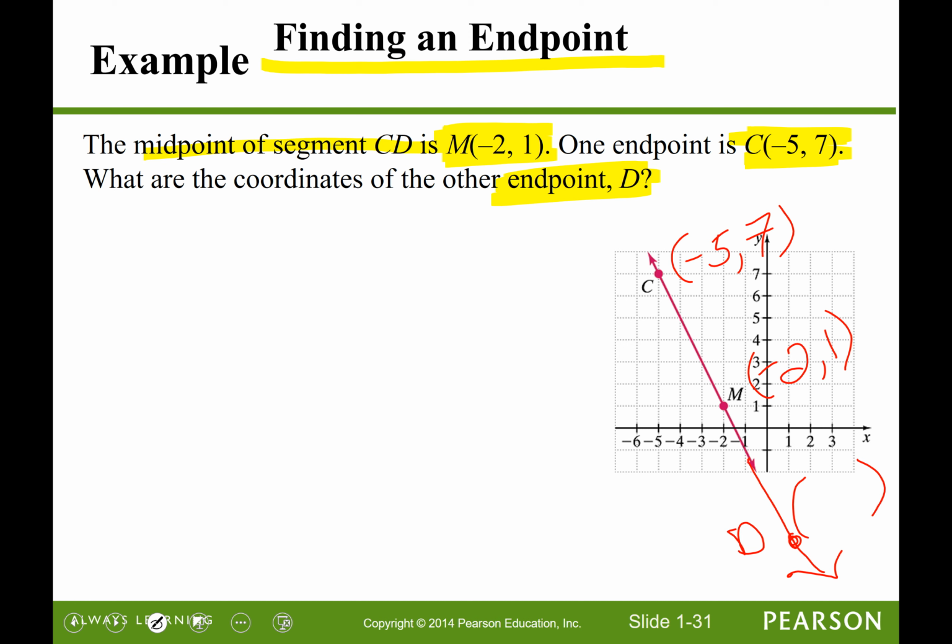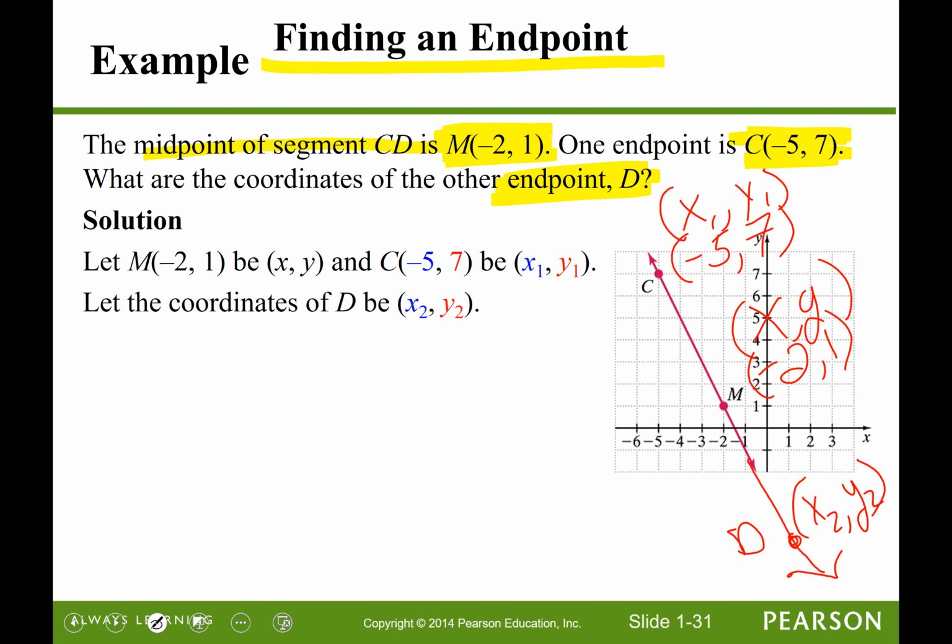We're going to let the midpoint be the regular x, regular y. We're going to let C represent the x sub 1 and the y sub 1 in the formula. And we're going to let our unknown point D be x sub 2, y sub 2. All right, so there's the visual. Let me show you that written down.